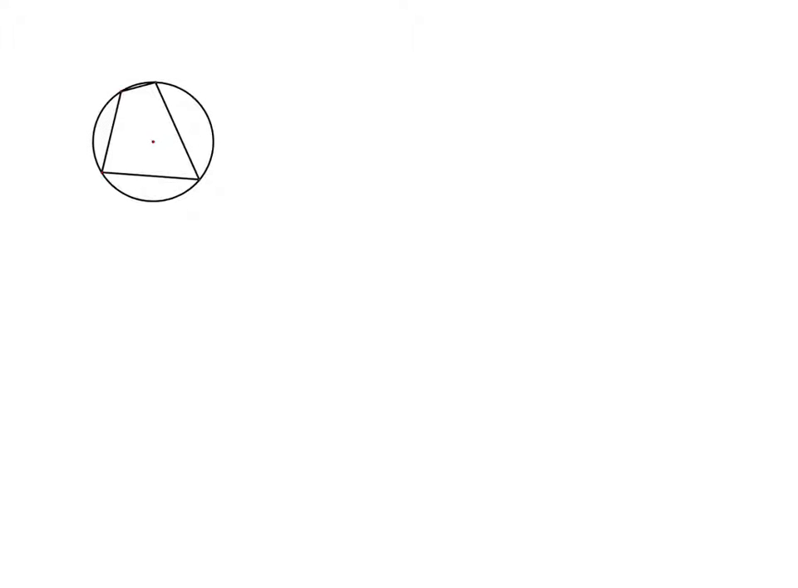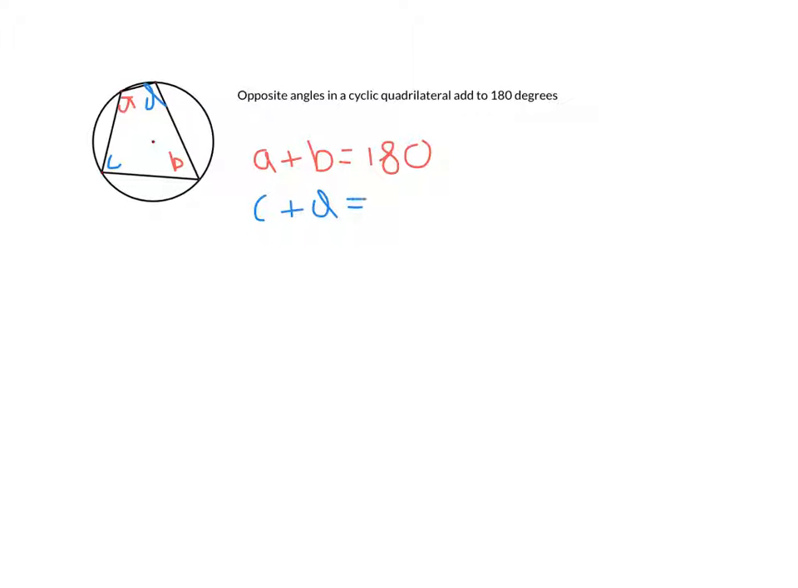The next circle theorem we're looking at is that to do with a cyclic quadrilateral. And we know that opposite angles in a cyclic quadrilateral add to 180 degrees. So that means that A and B is 180 and C and D is 180.